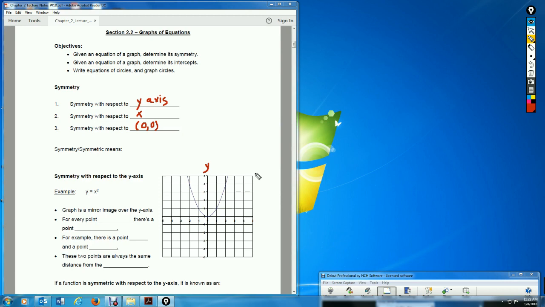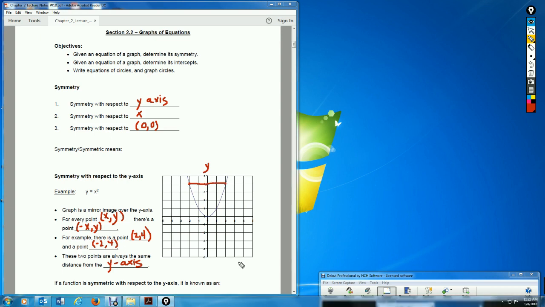Okay, and notice specifically for every point x comma y, there is an opposite point, negative x comma y. So for example, there is a point on this graph 2, 4. That's right here. And then if you were to fold that over the y-axis, there is also a point negative 2, 4. So that's the point right here. And a property of this is that these 2 points will always be the same distance from the y-axis. If you were to draw a line from here and here, you can see that's the same distance as the axis to this point.